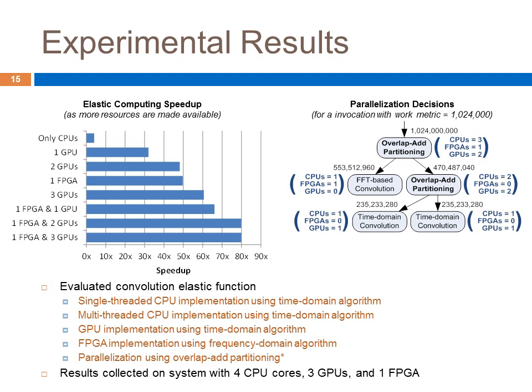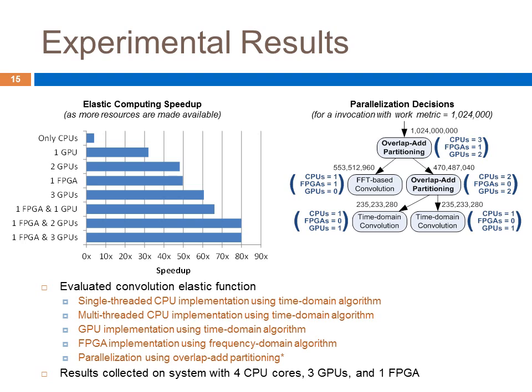The chart on the top left shows how the speedup of elastic computing increased as we made more and more resources available to the framework. As you can see, when we ran this on only the CPUs, we got a particular performance which wasn't very good. When we added a GPU, the elastic computing framework automatically sped everything up and achieved a speedup of around 30x compared to the CPU implementation. If we added 2 GPUs, we got a speedup of just under 50x.